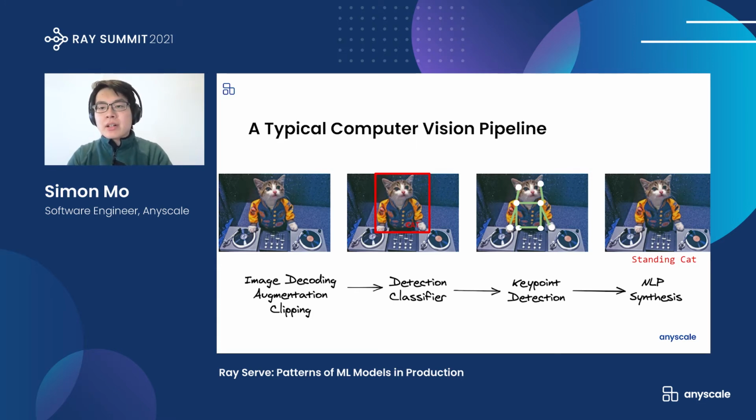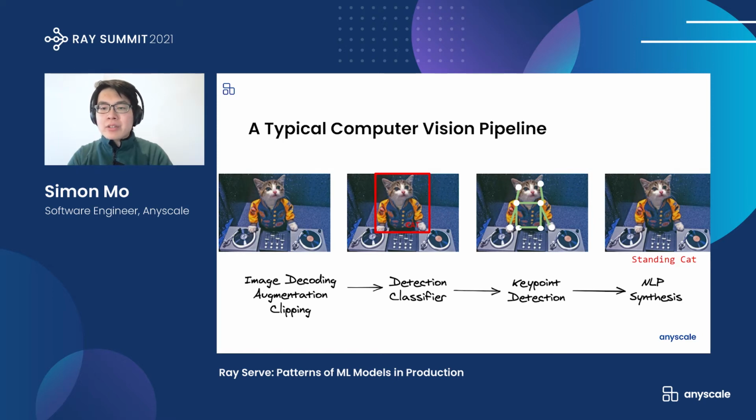picture. Starting with a raw image, you will need to go through some pre-processing like image decoding, augmentation, and clipping, and then it's passed into a deep learning detector or classifier. Here, the model identified the bounding box and the category is a cat. Once we detected some object, the image is passed into a key point detection model to identify the posture of the object. So the model identifies key points like head, neck, or the head.